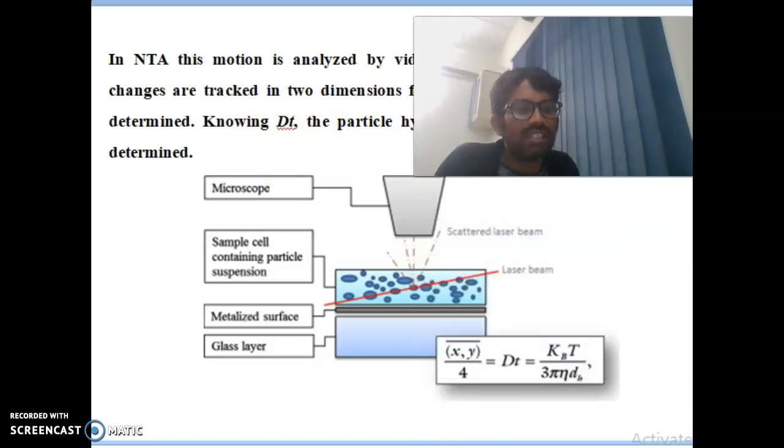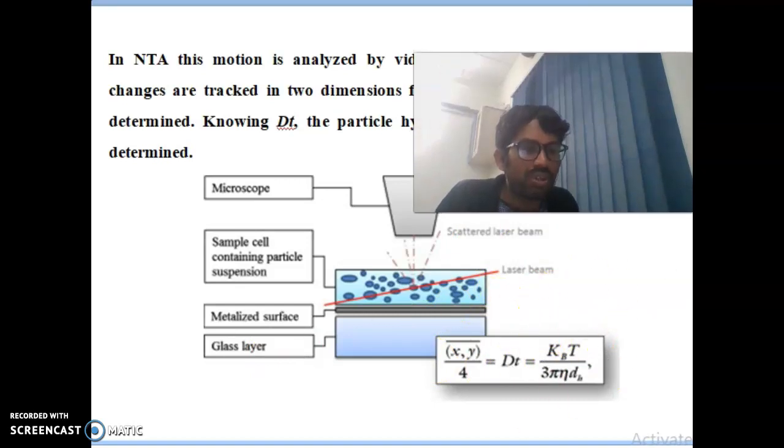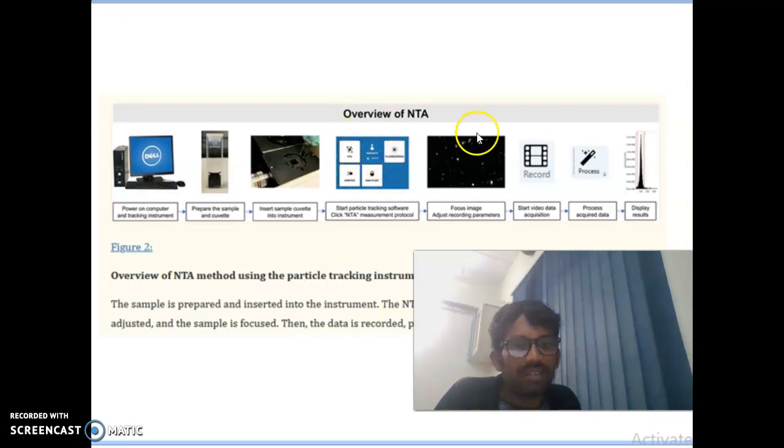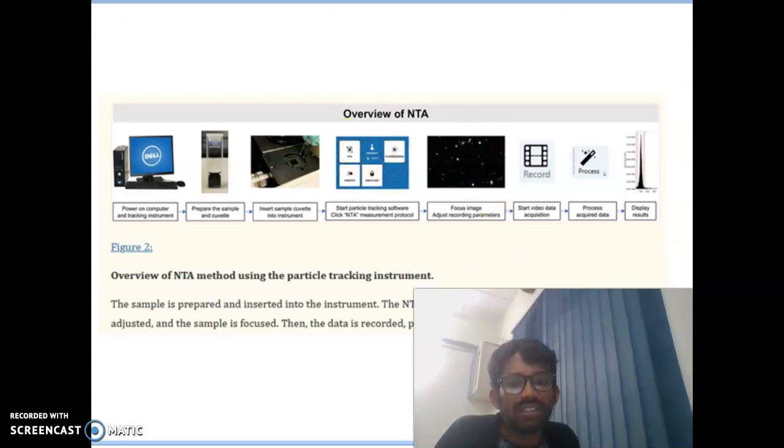So here you can see the microscope and the sample cell containing the particle suspension, and you can see the metallized surface and glass layer. This is the scattered laser beam and the laser beam. This is the equation, the Stokes-Einstein equation. This is the figure. Next we can see an overview of the NTA, how these are arranged.